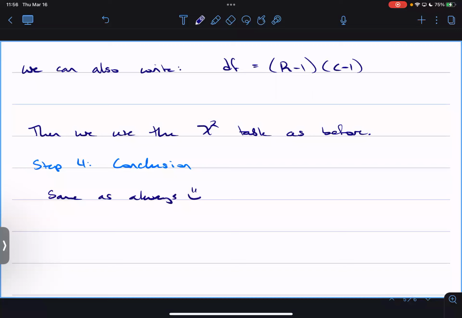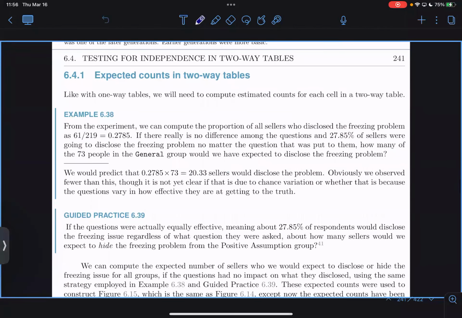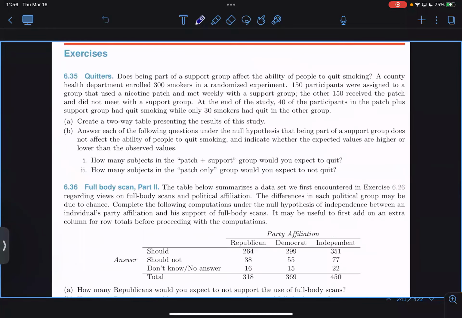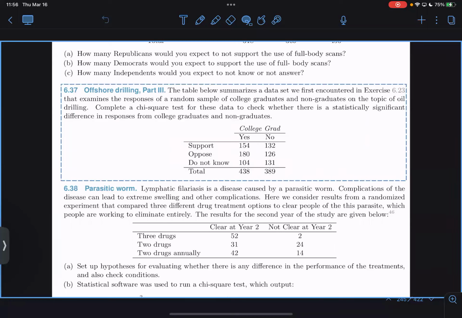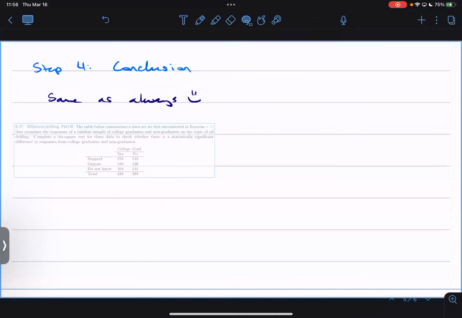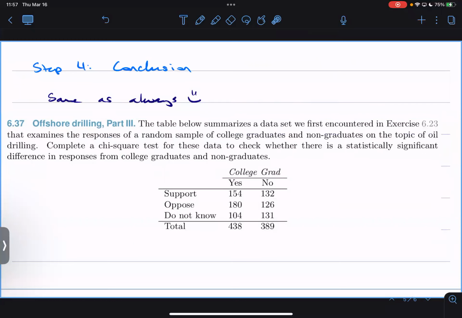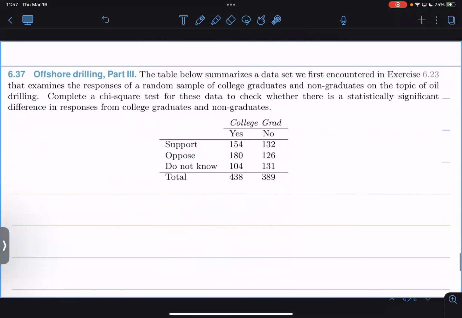So let's do an example. It's exercise 6.37. Okay, yeah. I may as well just start this on a fresh page. All right.